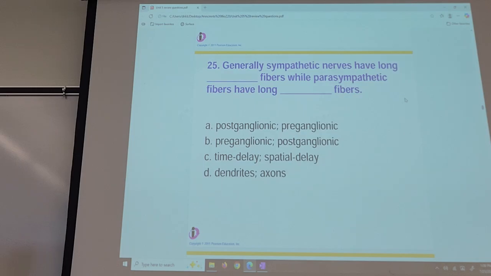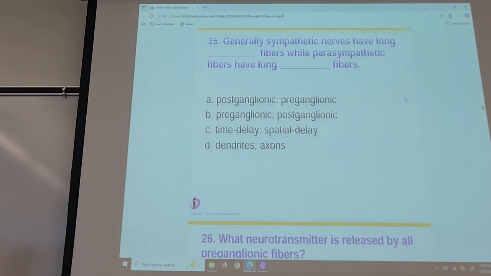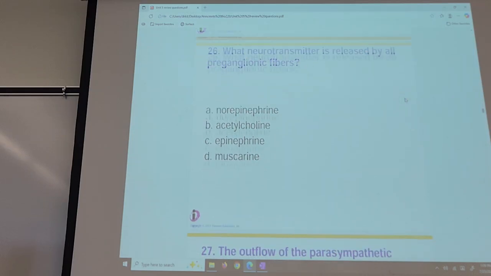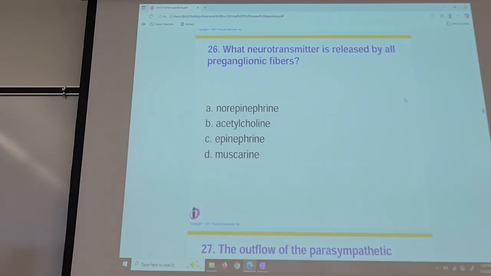Generally, sympathetic nerves have short preganglionic fibers, while parasympathetic fibers have long preganglionic fibers. A. I agree with A. So again, good for review. What neurotransmitter is released by all preganglionic fibers? B, right? Acetylcholine? Yep.